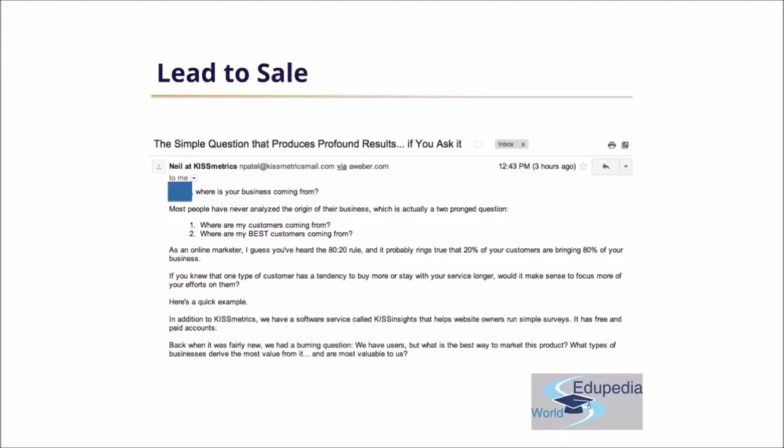Here's a quick example. They give you an example. It's encapsulating me into the email so that you know, okay, this guy makes sense. Let's give him the money. Let's see how it works out. Then we can figure out if they are our long-term partners, right? Back when it was fairly new, we had a burning question. We have used this, but what is the best way to market this product? What types of businesses derive the most value from it and are most valuable to us?